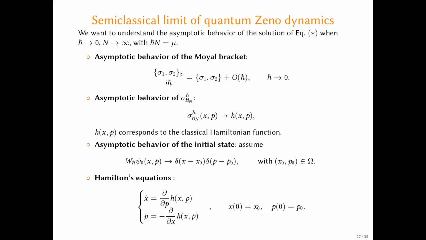It is known that the Moyal bracket divided by i h bar behaves like the Poisson bracket when h bar is small. We know that the Weyl symbols have a limit that is a sort of classical Hamiltonian function, H. We assume that the initial state has a limit, for instance, that they concentrate in x0 and p0, points in phase space, with x0 and p0 in the classically allowed region, omega. So one could expect that the classical dynamics is given in terms of the Hamilton equation associated to the Hamiltonian function H, with this initial condition for x0 and p0.